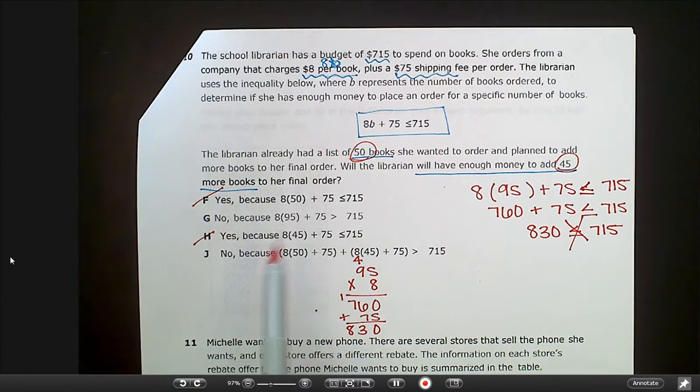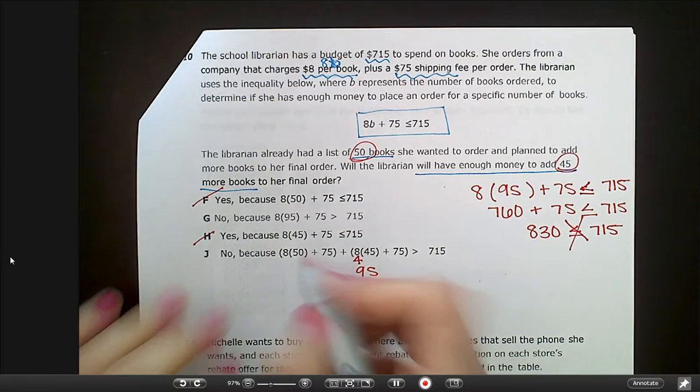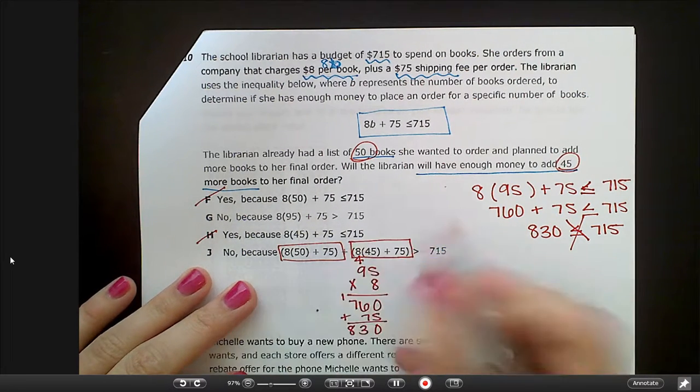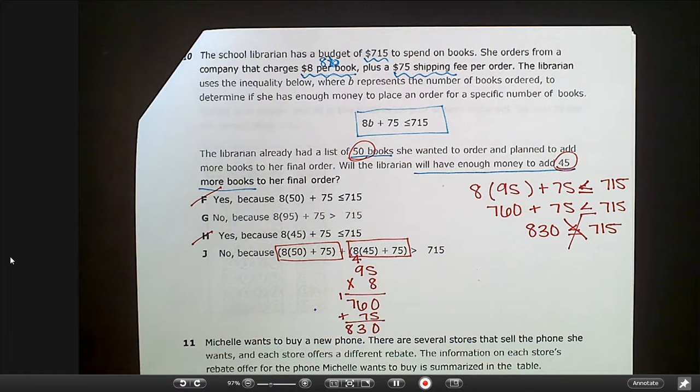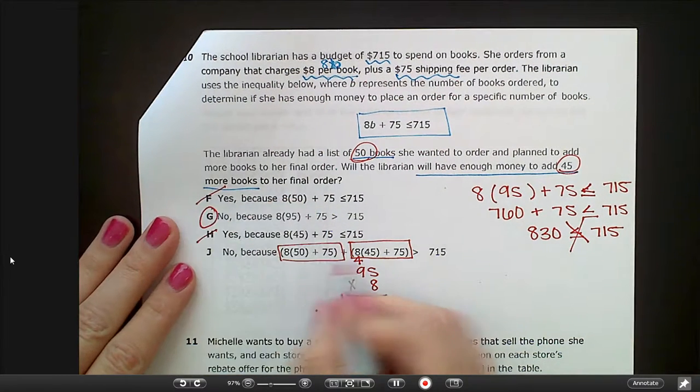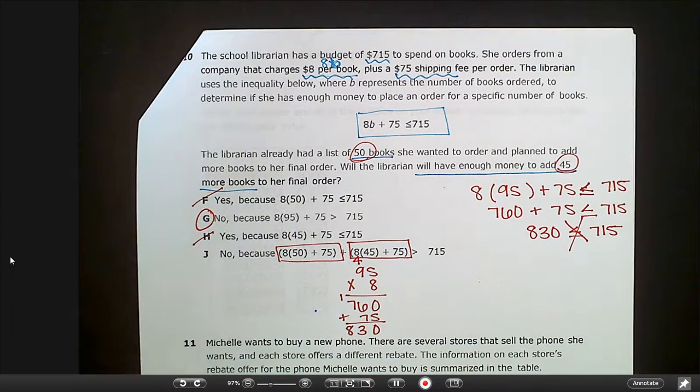So let's see what we did. Is it $8 times 95 books plus $75? Or is it this down here, $8 times 50 books plus $75 for that order, plus $8 for the 45 books plus $75 for that order? Well, we know that we only have to pay the $75 shipping fee once because she's only ordering once. So we don't need 2 $75s. G would be our answer.